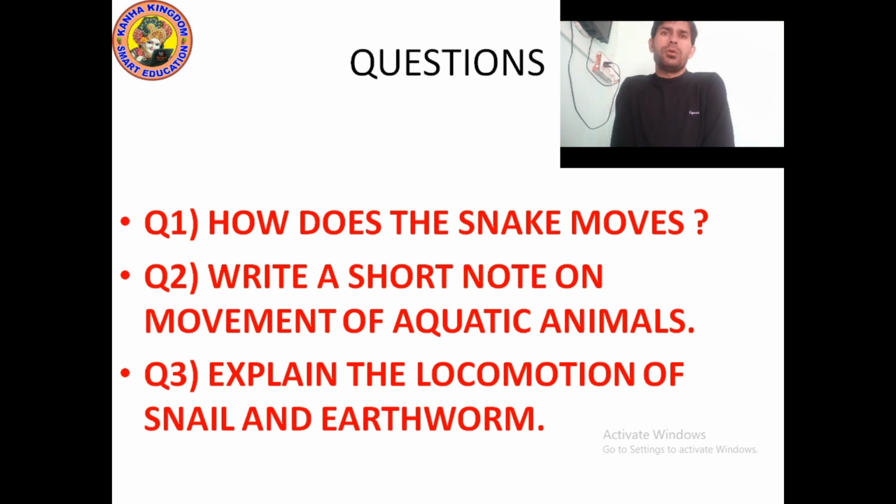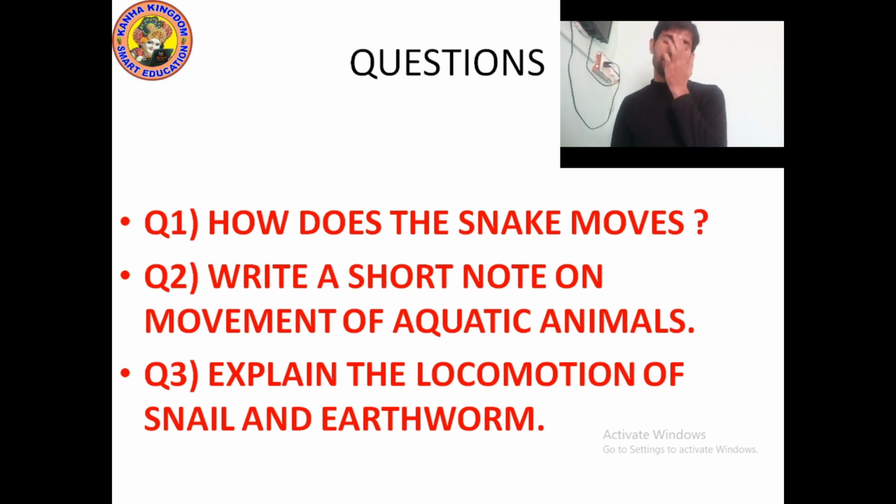Next question, question number three. Explain the locomotion of snail and earthworm. If we talk about the snail, locomotion in snail takes place with the support of a strong muscular foot present under the shell. And their eyes are known as tentacles.